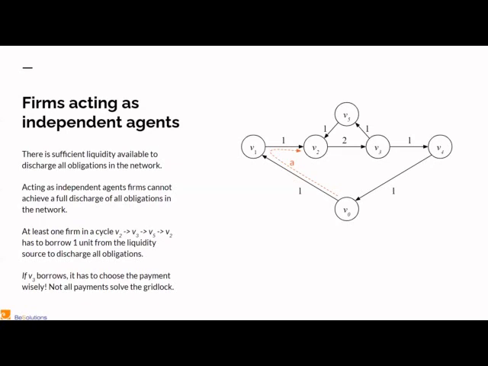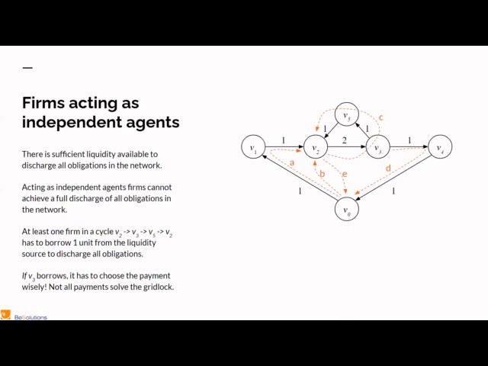V2 now has one unit, but needs to pay two, and doesn't have the money. So what must happen is he must take a loan from the liquidity source. He needs an additional one to pay. Now he can pay two, and these payments of one and one from V3, V5 can go through. V3 can return the money back to the liquidity source. And V2 now has an additional unit and can repay the short-term loan. The final situation is like this: the unit of account is safely on the V4 account, and all the debts are cleared.